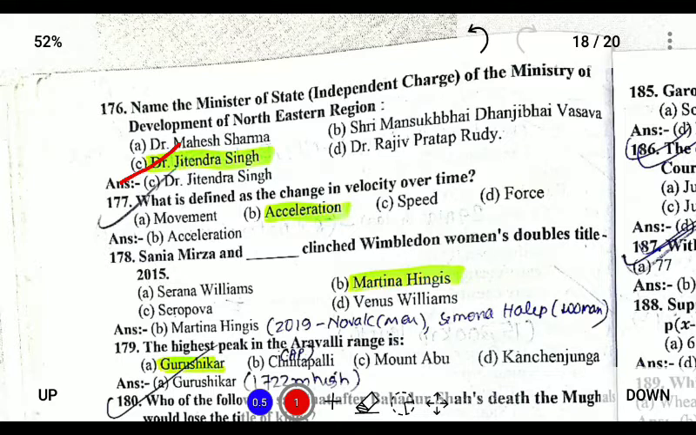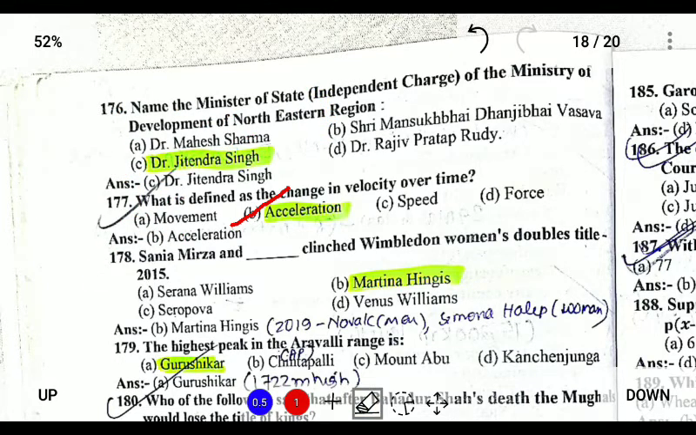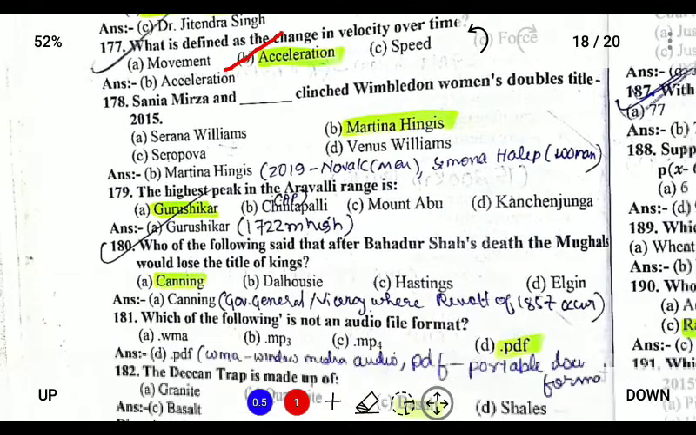Next, what is defined as a change of velocity over time? So acceleration. If we write it in the equation form, it is dv by dt. So the change of velocity with time is also known as acceleration, and acceleration is a vector quantity. Next, the highest peak in the Aravalli range is Guru Shikhar, and Guru Shikhar is 1722 meter high.